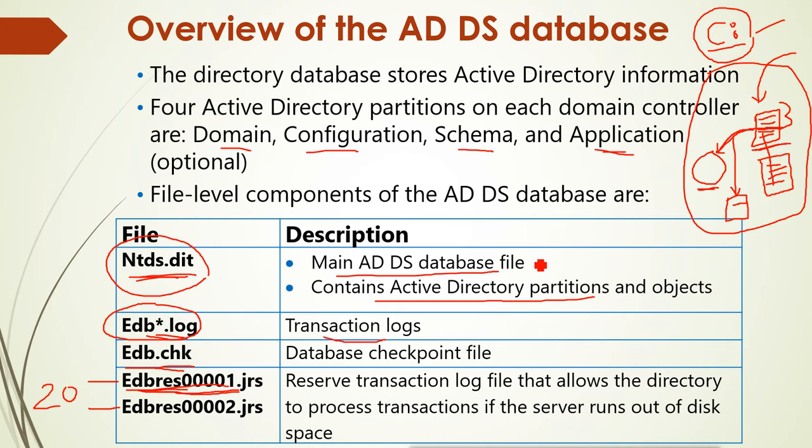And if we need more space and there is still no space in the C drive, then the second file will also be deleted, and it will create the second log file for the database. So it is just keeping the space for the database. It is just reserving the database space.